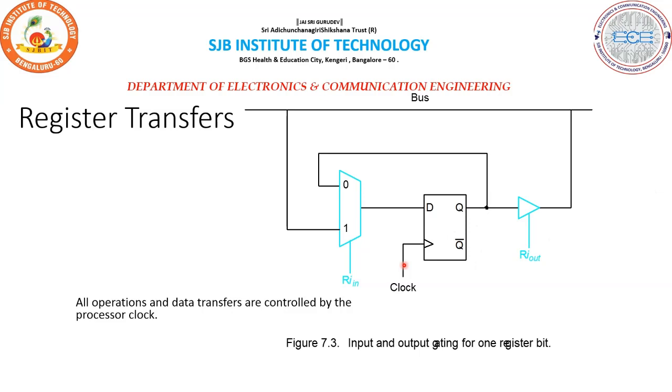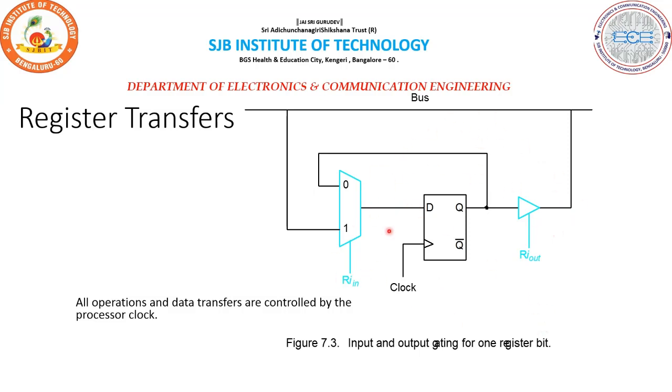Here you can see a 2 input multiplexer. Depending on Ri n, one of the inputs is enabled, whether it is reading from the bus or transferring data to Ri out. So depending on this, when Ri out is equal to 1, this signal is equal to 1. 0 means it is going to be internal register communication.